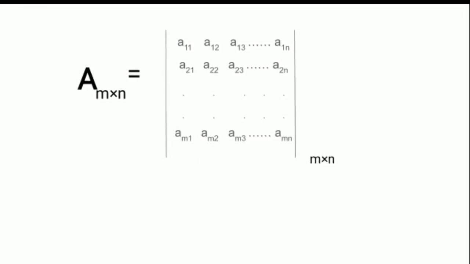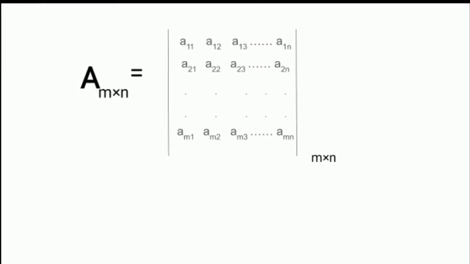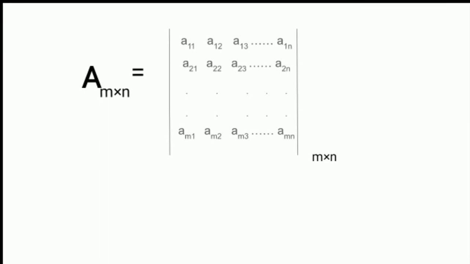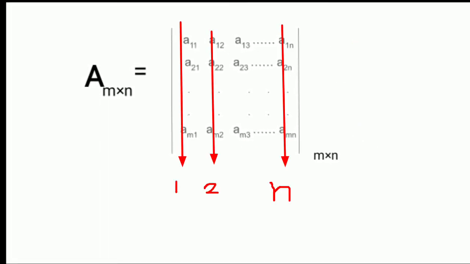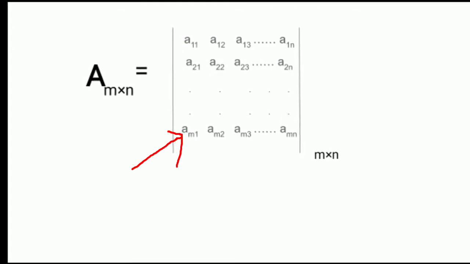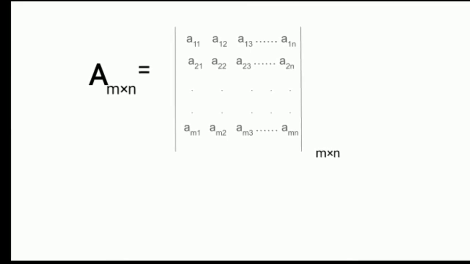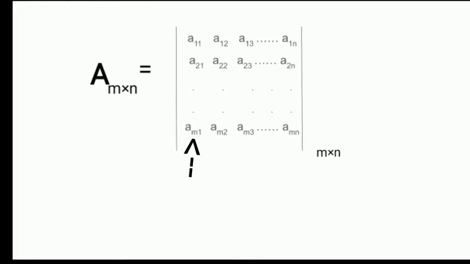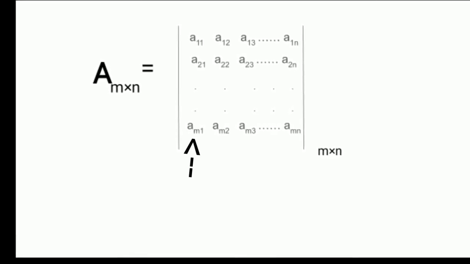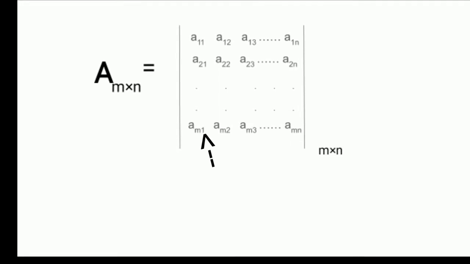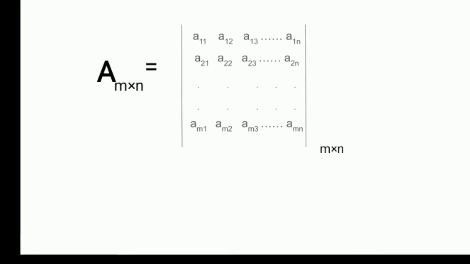In a similar manner, this is a matrix of order m by n, that is, it has m rows and n columns. Here small a indicates the position of its elements. So the first number indicates the row number and the second number indicates the column number to which the element belongs.